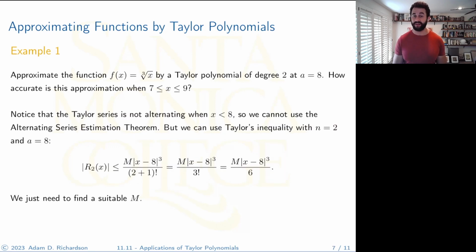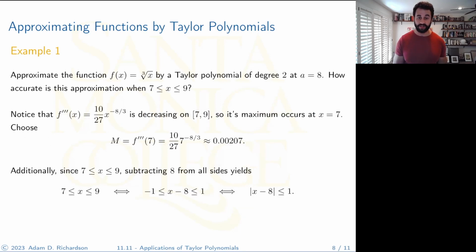But luckily, we've got Taylor's inequality to come in and save us. So remember, Taylor's inequality is this formula, and when we plug in our information, this is what we're going to get. So the remainder when n equals 2 has to be smaller in size than this expression here. 2 is n, so 2 plus 1 is 3. We get 3 factorial, and this just simplifies to this. So what we know is that the size of the remainder is smaller than this value. We just need to find a suitable m. So we need to find a suitable upper bound.